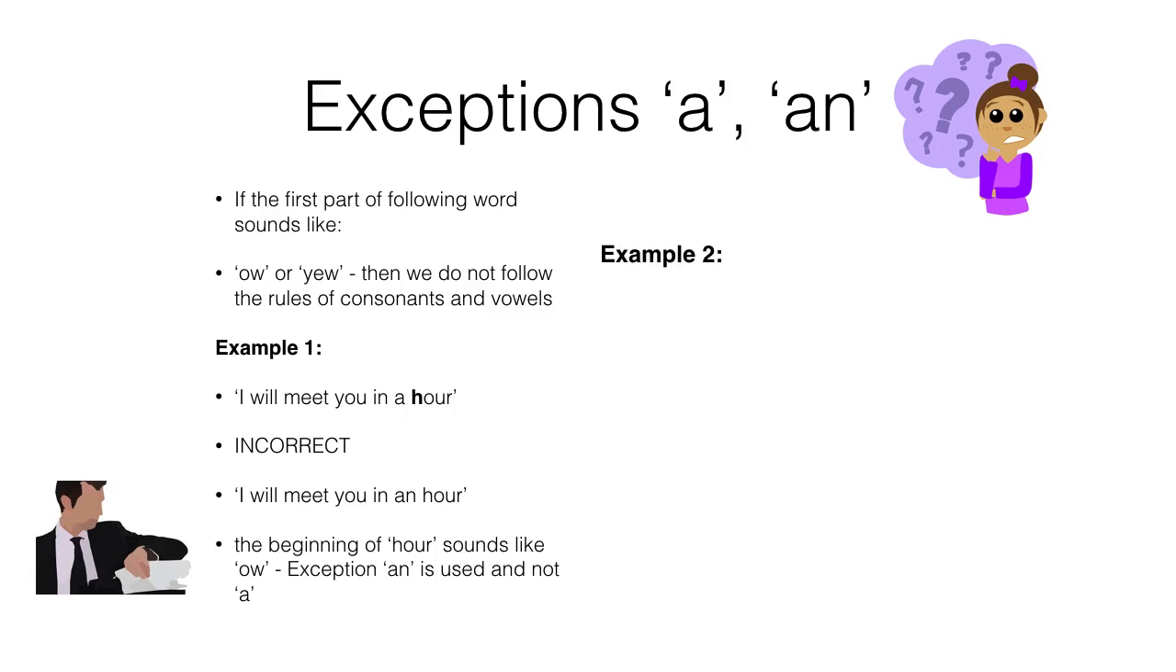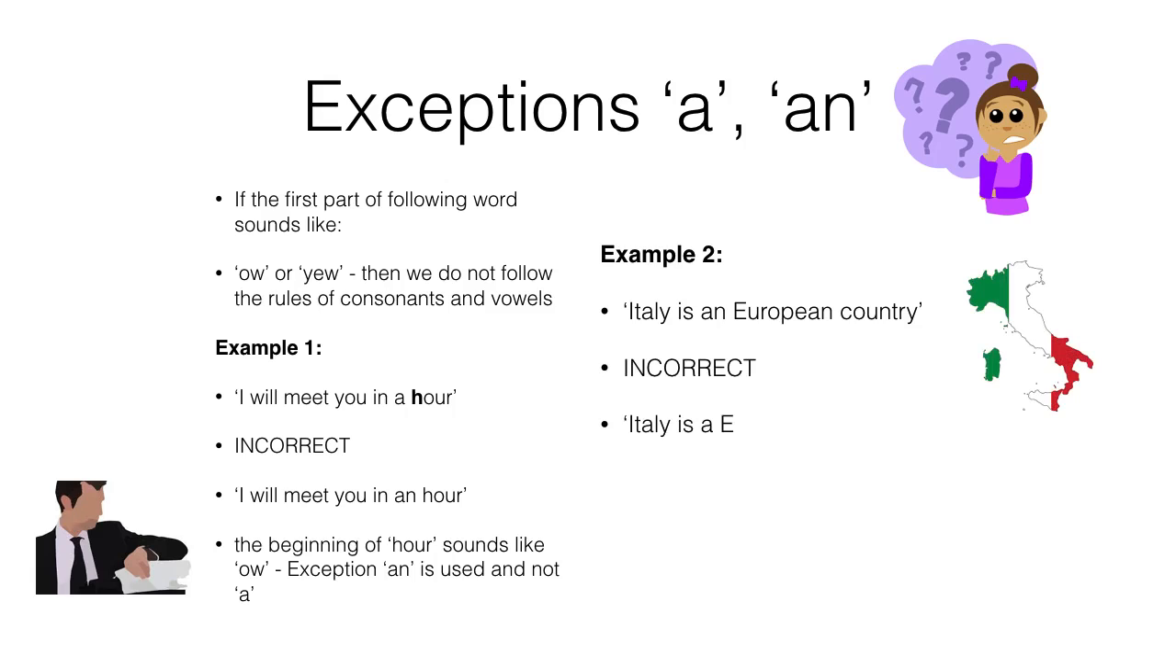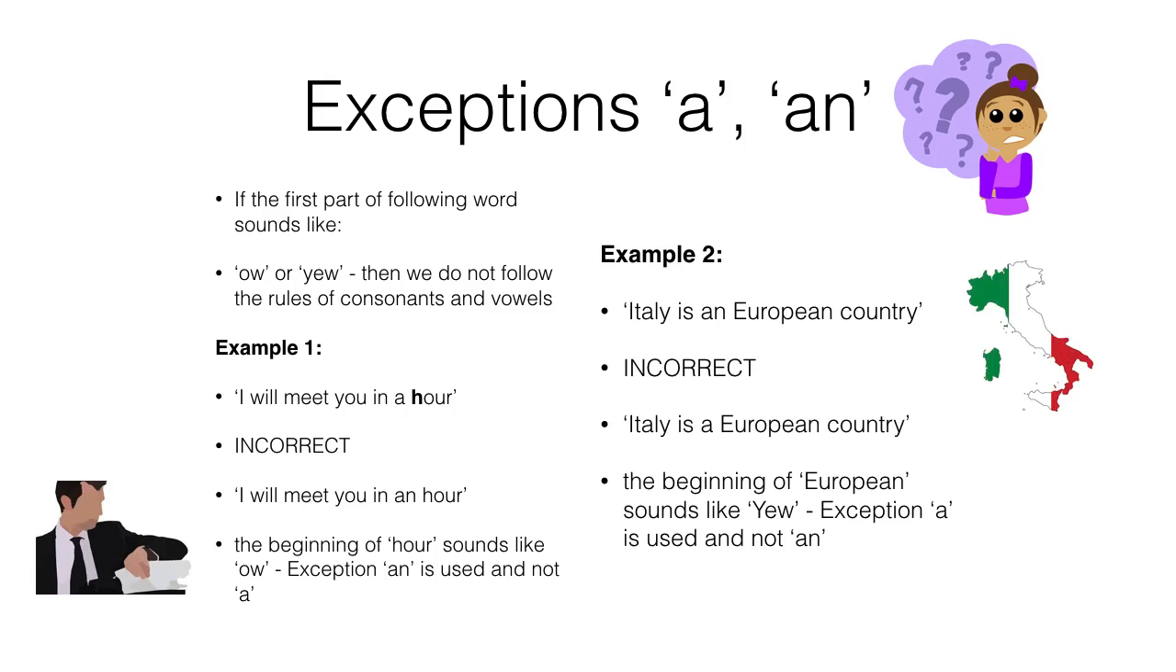Example 2. Italy is an European country. Incorrect. Italy is a European country. The beginning of European sounds like you. There is an exception. A is used and not an.